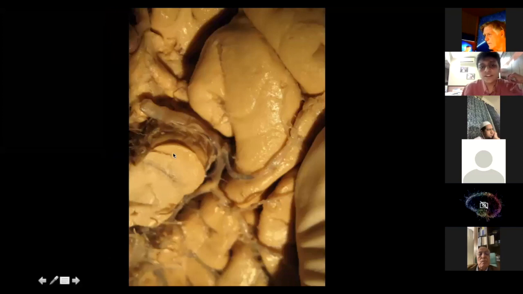And you can see the posterior cerebral artery as it is running close to the uncus, and this is a very important relation to remember while operating in this region, because you'll just have a thin layer of pia that is separating your uncus from this posterior cerebral artery and from the cerebral peduncle. So it is important not to damage here.